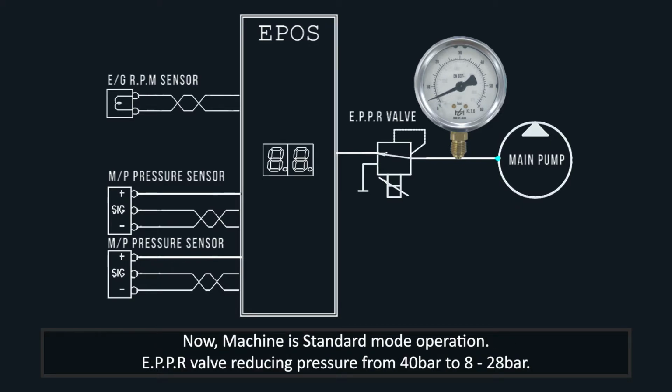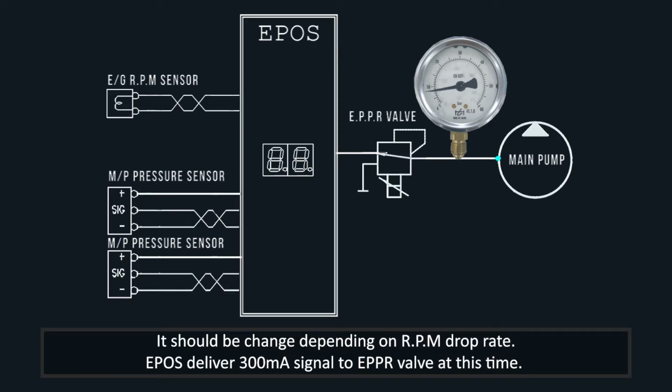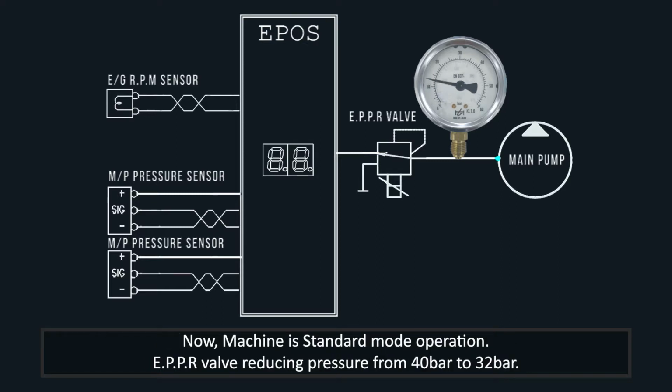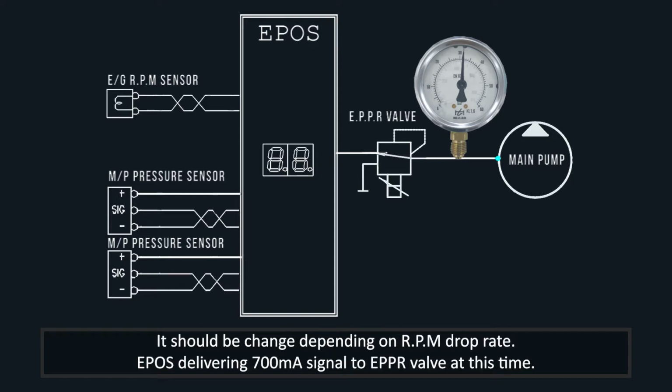Now, machine is standard mode operation. EPPR valve reducing pressure from 40 bar to 8 to 28 bar. It should be changed depending on RPM drop rate. EPOS deliver 300 mA signal to EPPR valve at this time. Now, machine is standard mode operation. EPPR valve reducing pressure from 40 bar to 32 bar. It should be changed depending on RPM drop rate. EPOS delivering 700 mA signal to EPPR valve at this time.